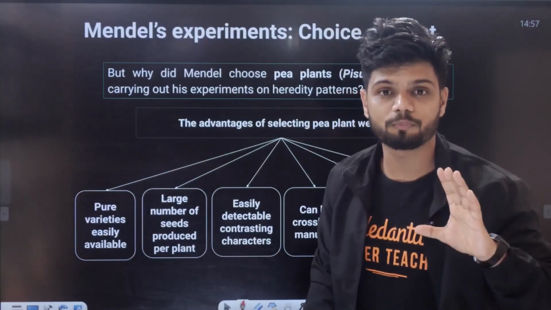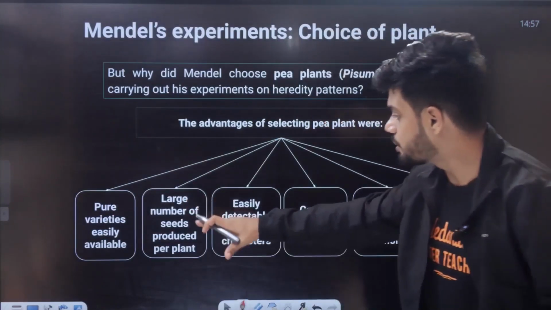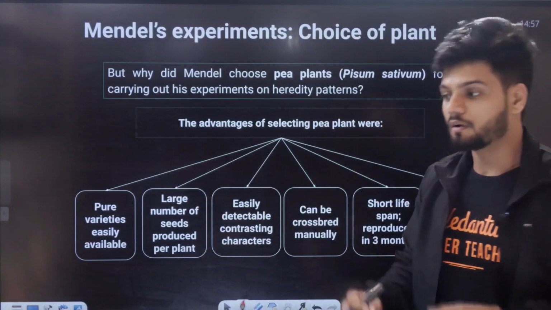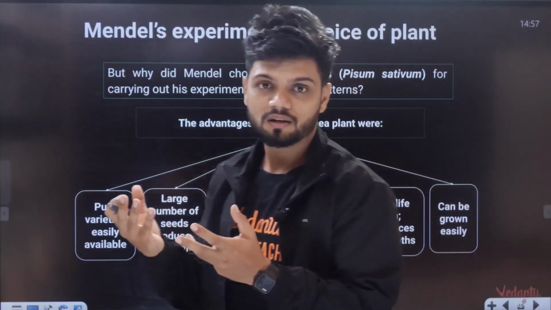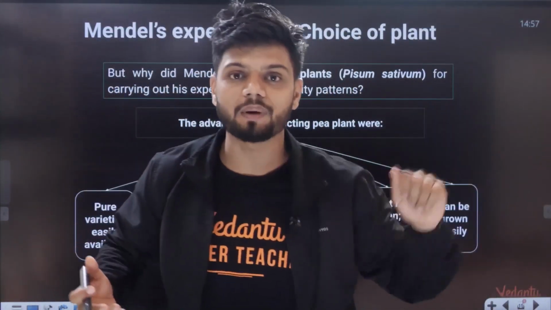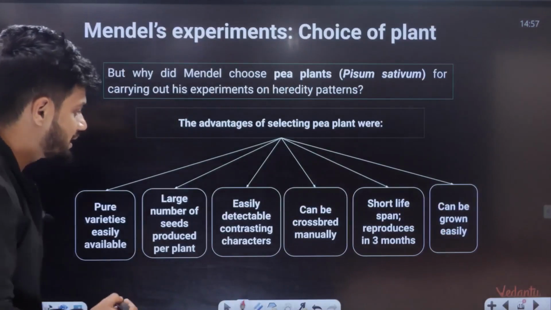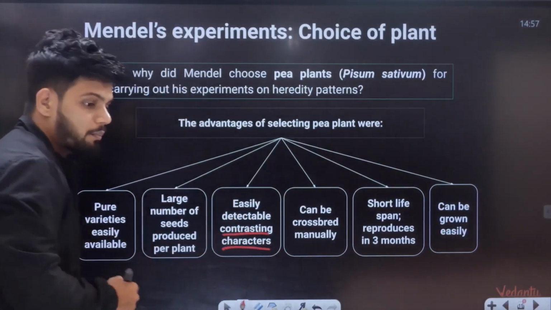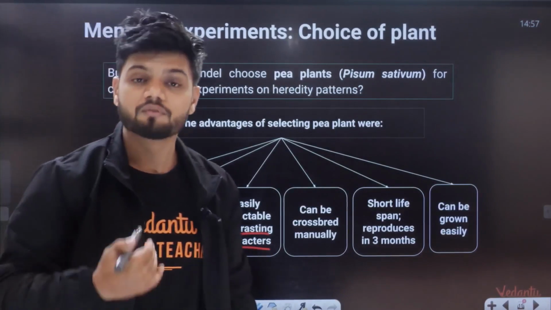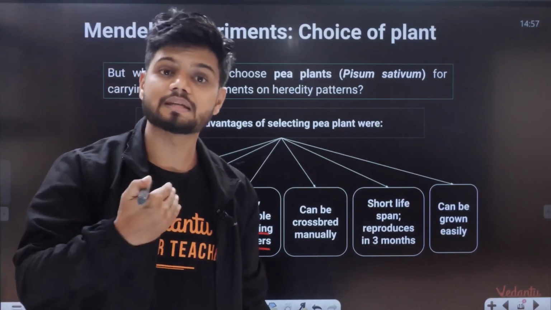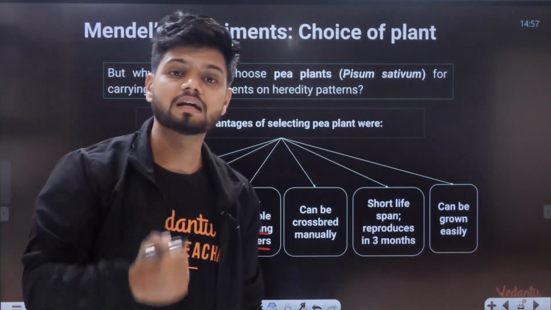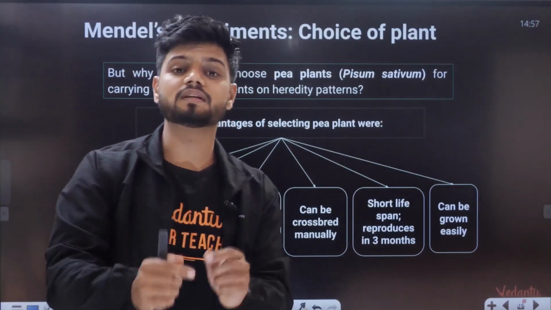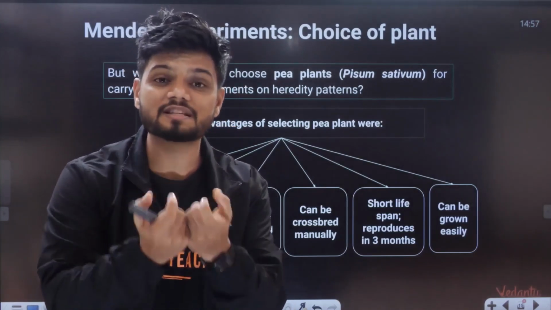Easily we can do pure lines. Large number of seeds produced per plant. One plant is producing a lot of seeds. I can take a lot of seeds and plant more plants. Next thing is easily detectable contrasting characters: pod shape, pod color, flower shape, flower color, stem height, seed color, seed shape. Everything is very properly visible.